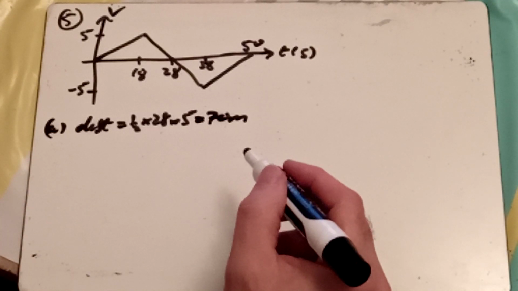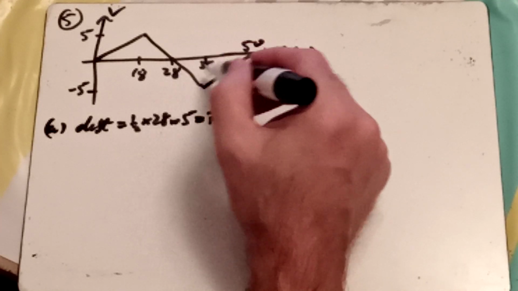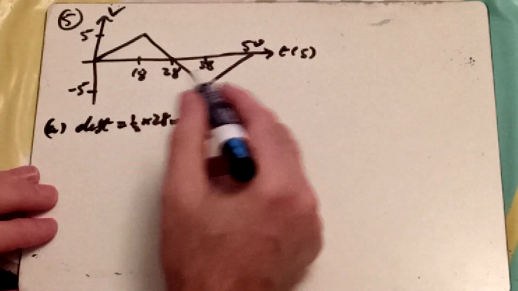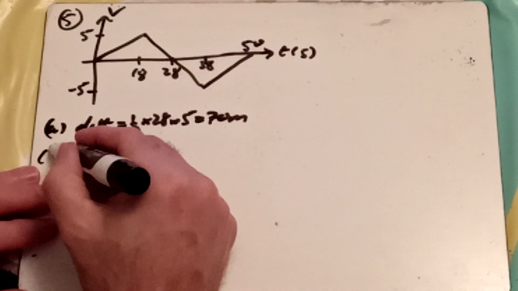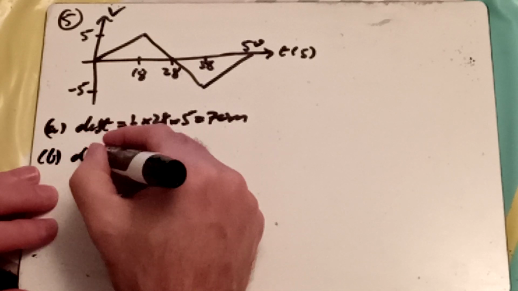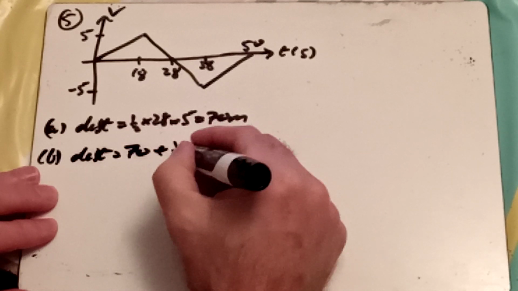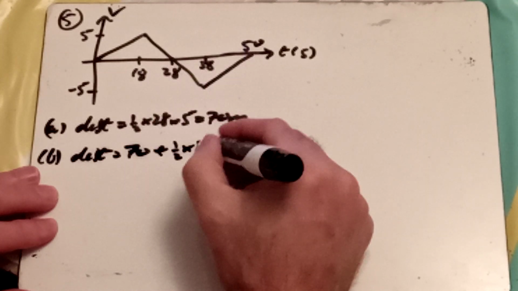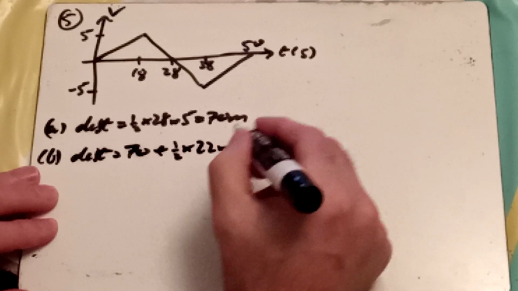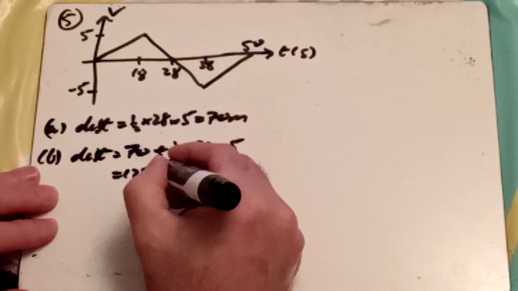The total distance moved by the train during the 50 seconds. So I can do the same sort of thing on the other side here. So it does that for 28 seconds. For B, the total distance will equal what it moved in the first bit, 70, plus half times 22 now. Times 5, 11 times 5, 55. So 70 plus 55 is 125 metres.